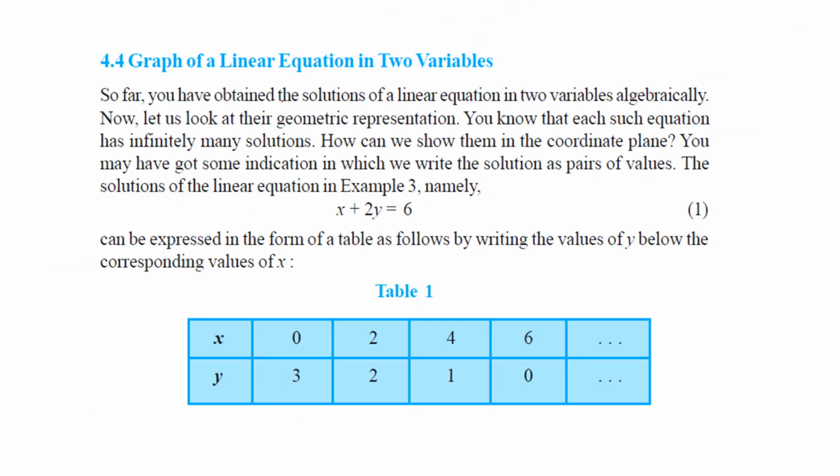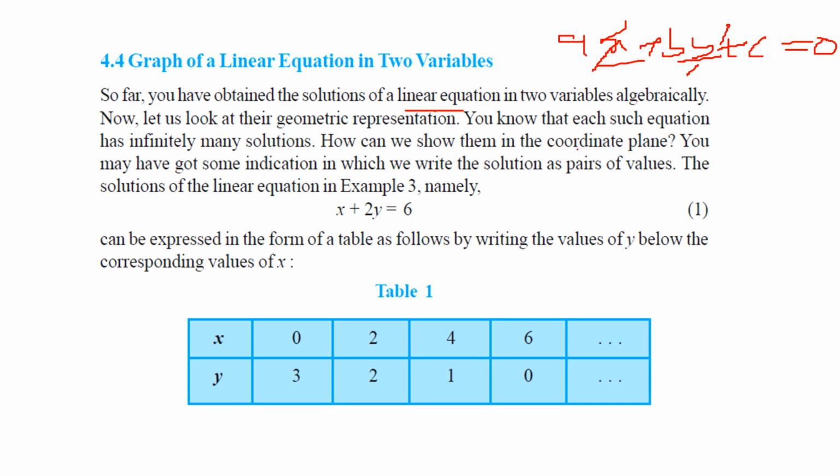Graph of a linear equation in two variables. How to solve the linear equation algebraically? Algebraically, we have already seen how to find the solution. Put a value of x, find out the value of y. ax plus by plus c is the general form. Put x equal to 0, find y. Put y equal to 0, find x. So these are the solutions. Right? There are numerous solutions. You can take any value of x to find out the value of y.